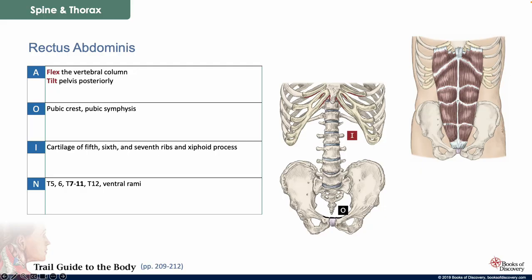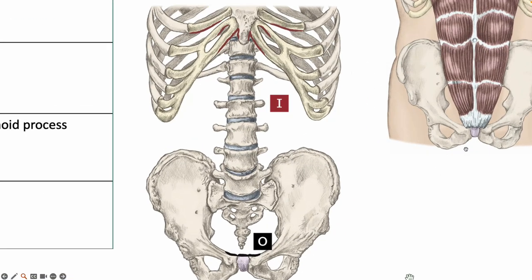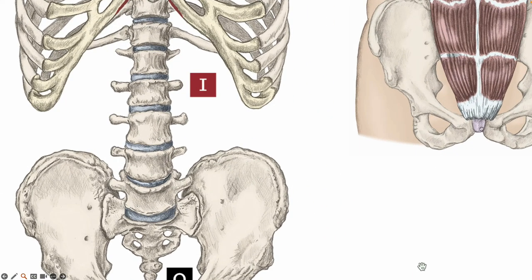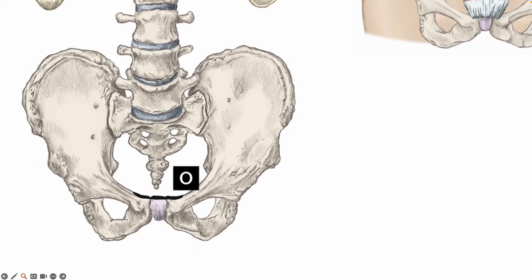25 calories. That's great. All right, so the origin is the pubic crest and the pubic symphysis. Again, we haven't learned this yet. They should have put this in pelvis. But the pubic symphysis is this section right here. I should move it over. Right there. And the crest is right above it. So the pubic symphysis is where the two hip bones meet together.